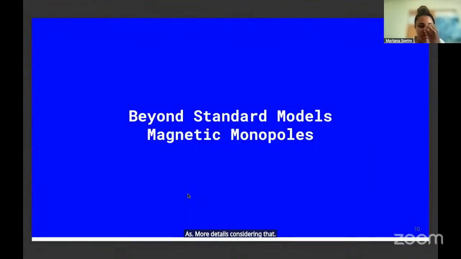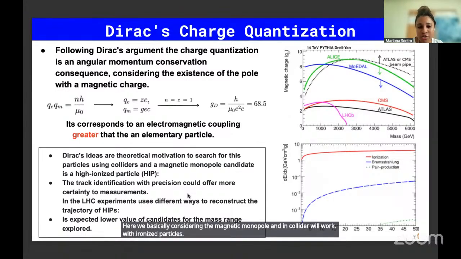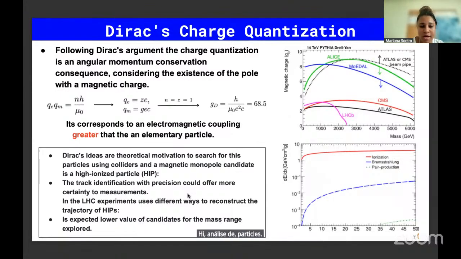Now we have the beyond standard models, magnetic monopoles. Here we basically consider the Dirac magnetic monopoles, and in the collider we will work with ionized particles. Ionized particles are basically detected by ionization, and we will expect something good in the tracker or in the calorimeter parts. And for CMS and ATLAS, we can see in the plots on the right.